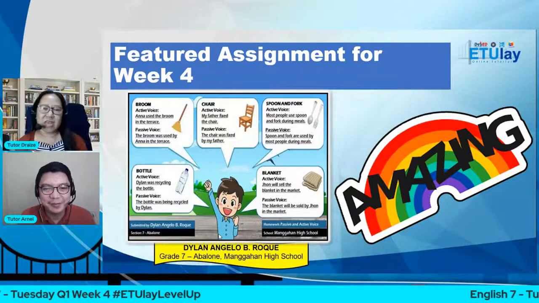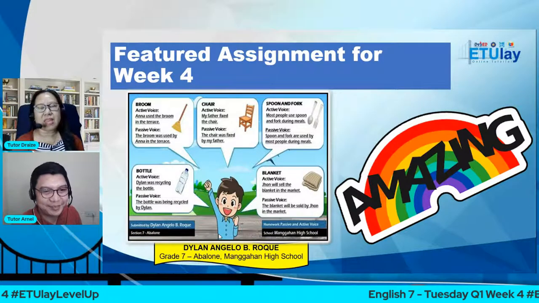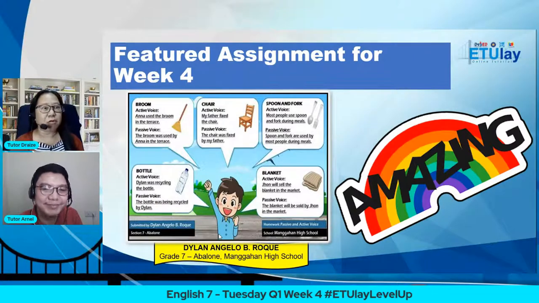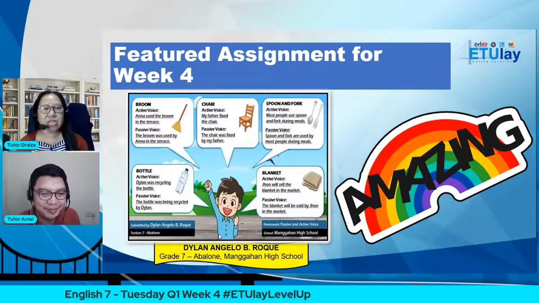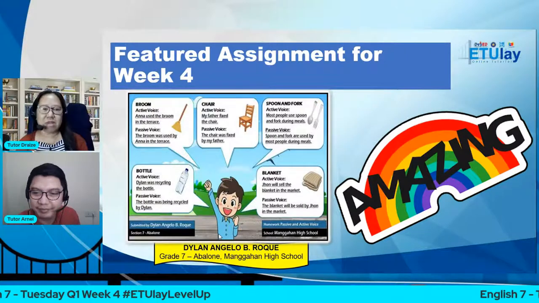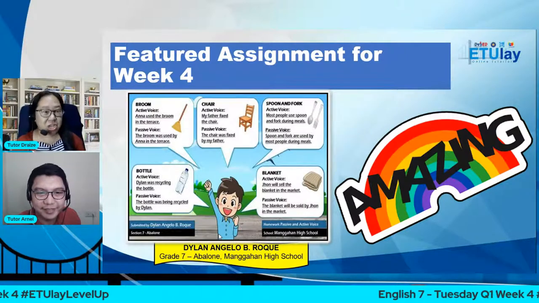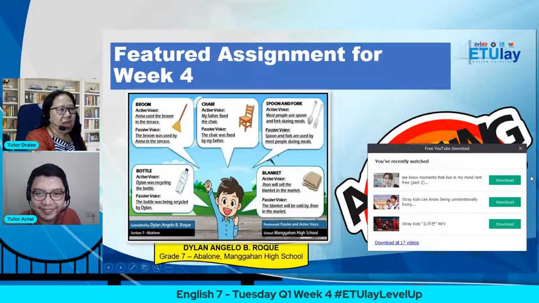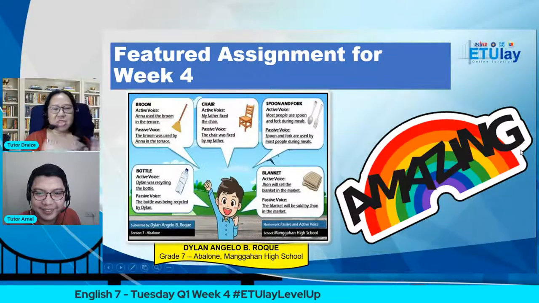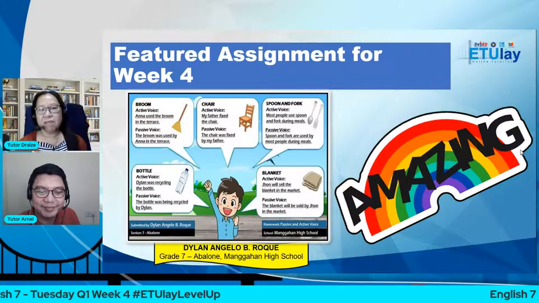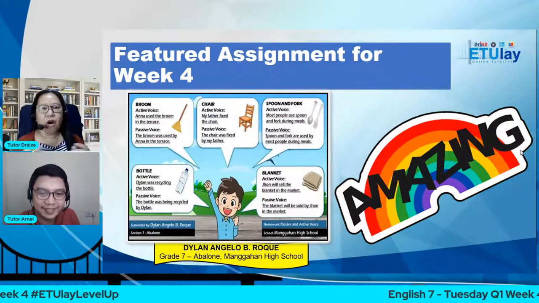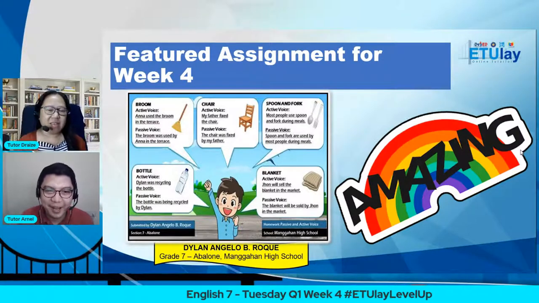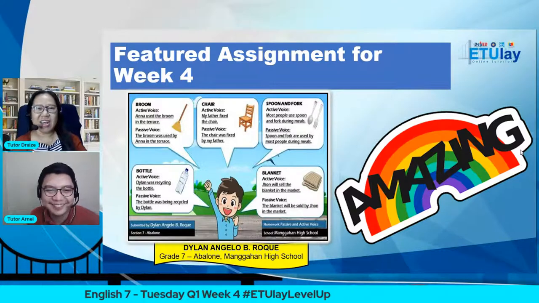I really got fascinated with his work because it's not really that often that grade 7 students would be doing digital works. Most of our grade 7 students would really be submitting the manual or the traditional drawings. But in this case, he did a digital drawing. So that is really something for me. Aside from that, he really made good sentences. All are correct. So that's a very good thing. You really are amazing. That's very, very good.